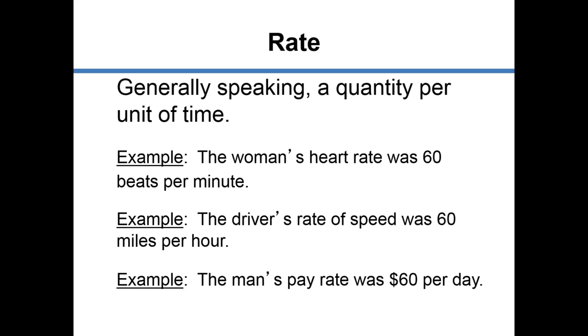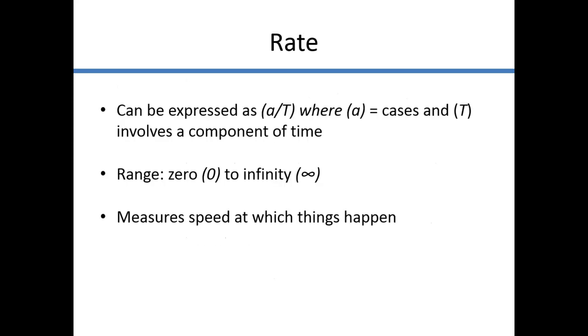Generally speaking, a rate is a quantity per unit of time. So I'm going to give you some examples of rates, because in each case, the denominator is a unit of time. The woman's heart rate was 60 beats per minute. The driver's rate of speed was 60 miles per hour. The man's pay rate was $60 per day. So they all have time in the denominator, and none of them, as you will see, are a proportion. The numerator is not included in the denominator.